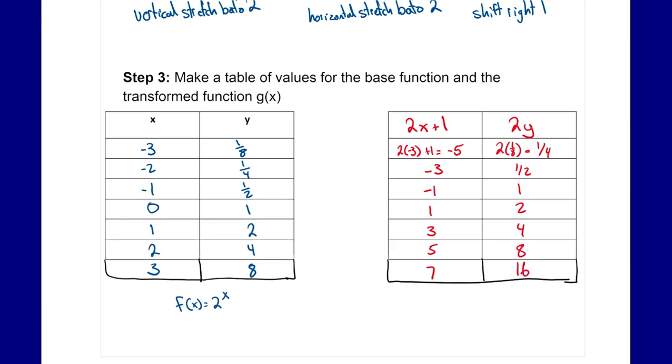Now the nice thing is, because it's exponential, these values have to have the same ratio, right? We need to see this factor every time. We should see that it's doubling, right? Times 2, times 2, times 2, times 2. So even though it's transformed, it should still carry the same ratio because our b value hasn't changed.